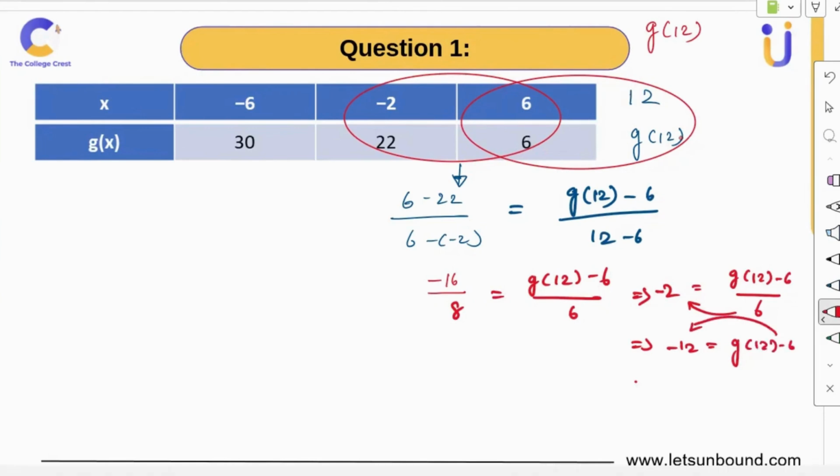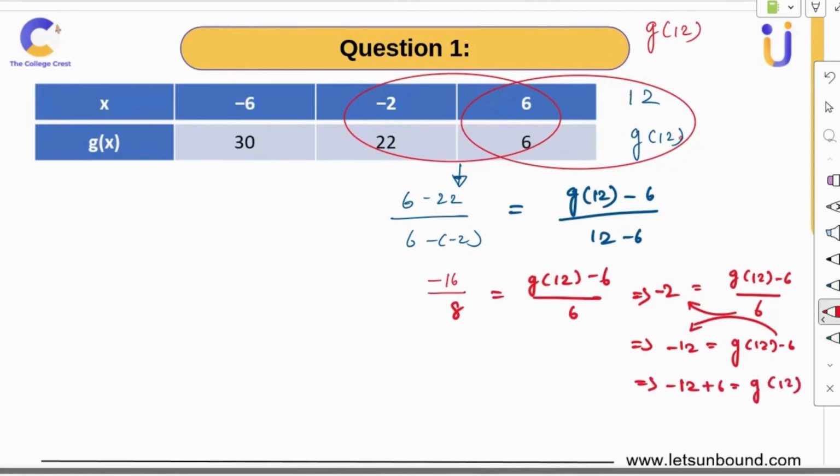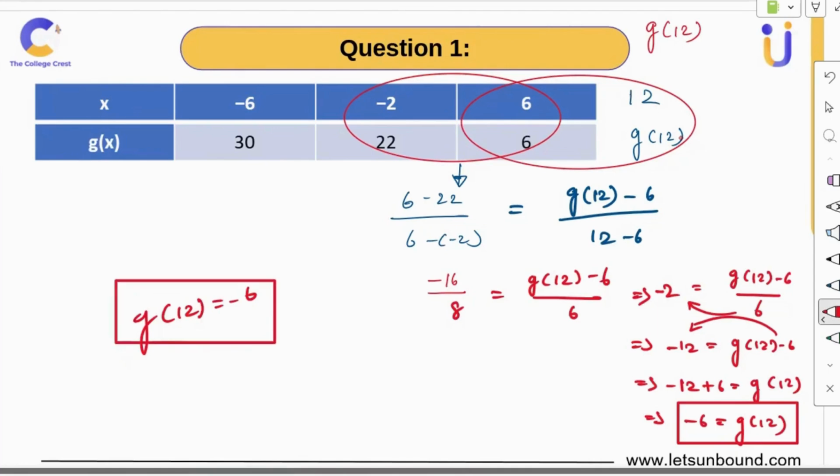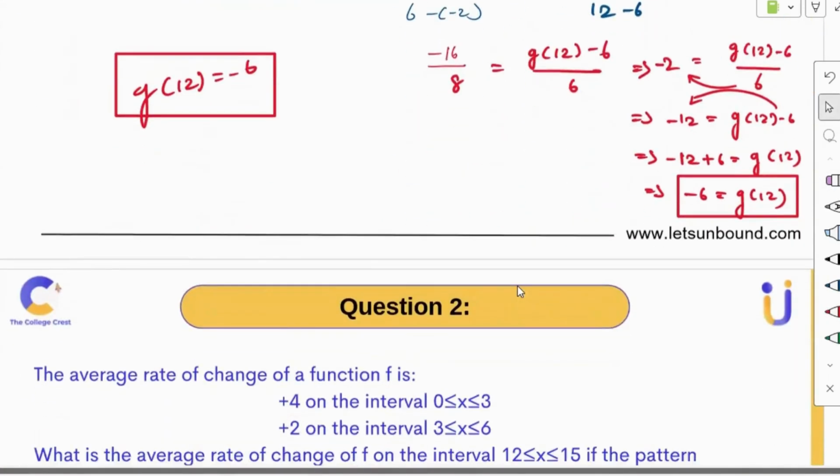And the minus 6 will move here. Minus 12 plus 6 equals g of 12. That's it. You got your g of 12 is minus 6. So my g of 12 is minus 6. That's it, we found it. This is a basic level 1 application of the concept. Right, we are moving to the second question.